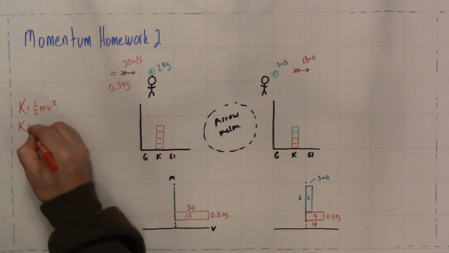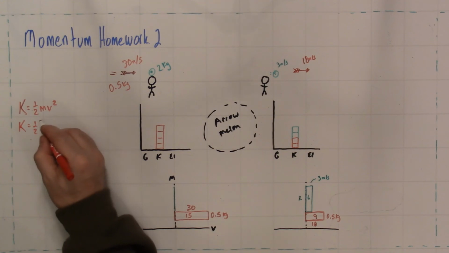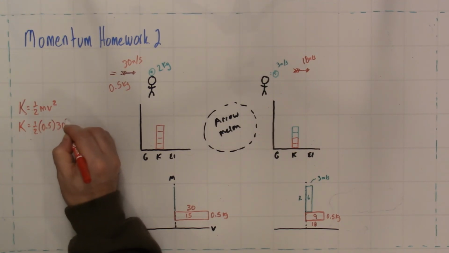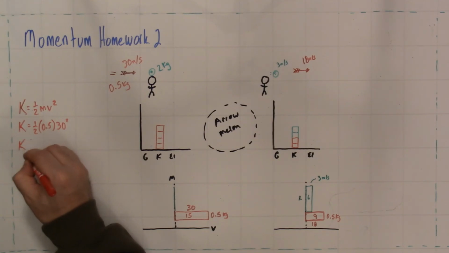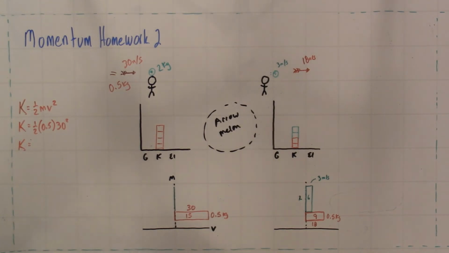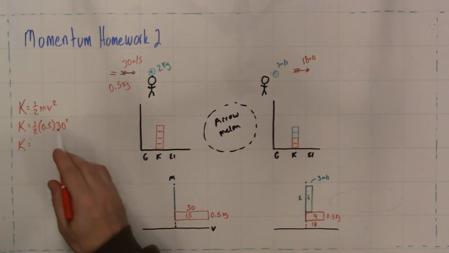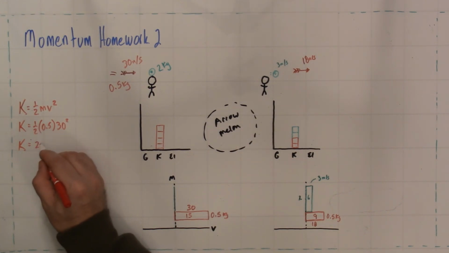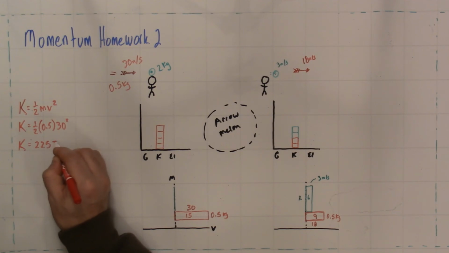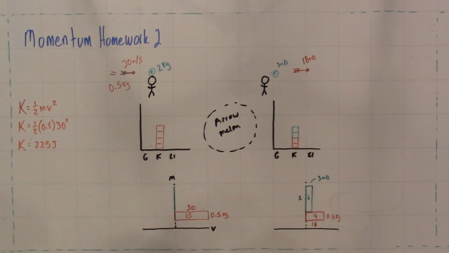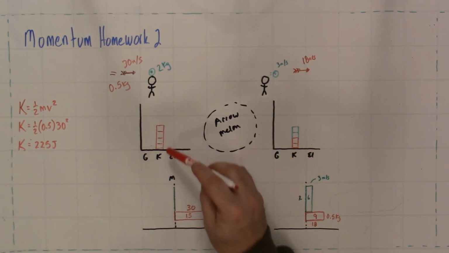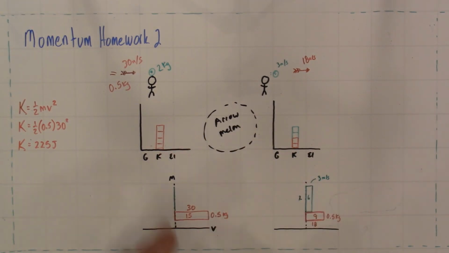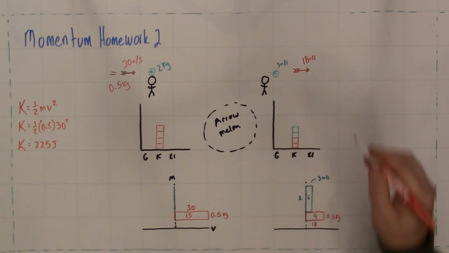So the kinetic energy is 1/2, the mass is 0.5, and the speed was 30 squared. So 30 squared is 900, half of 900 is 450, half of that is 225 joules. All right, so this is 225 joules. We're going to represent it like that. We may put another block on or something, but let's do the afters over here.